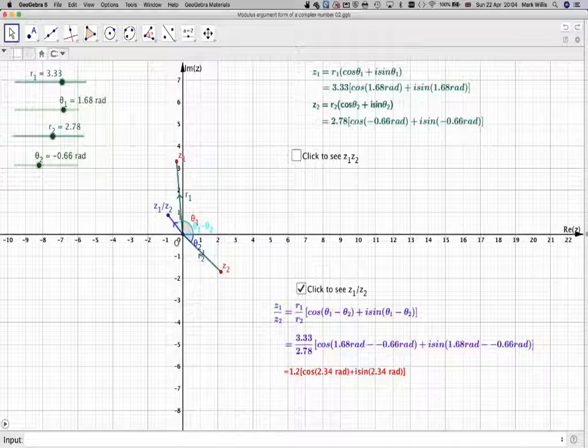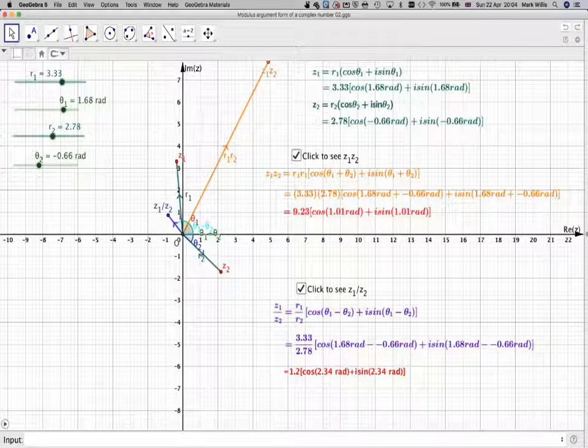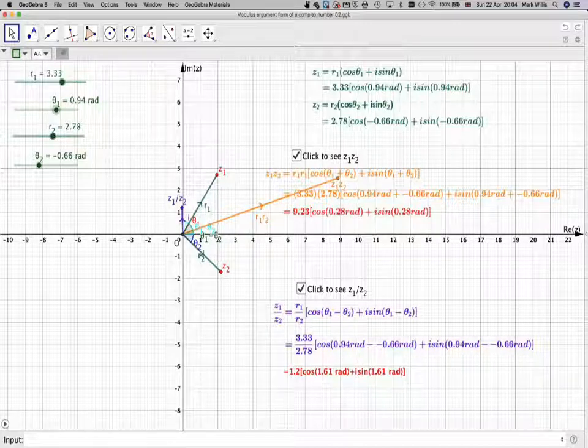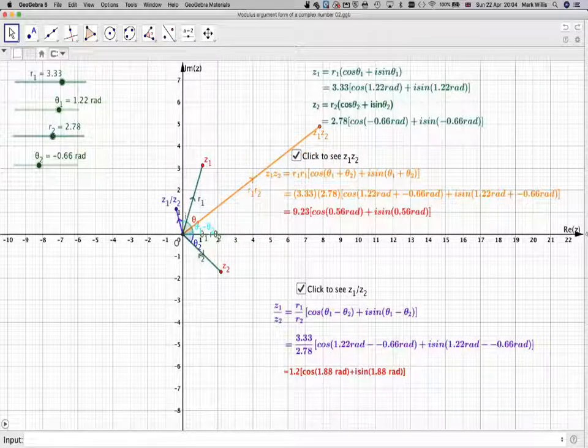This applet will be included in the notes of the video, so you can actually see it using a diagram if you want. You can move the sliders around, and so you can see both the multiplication and the division, and what the effect is on the modulus of the multiplication and its argument, and also the effect on the modulus of Z1 divided by Z2 and its effect on the argument.